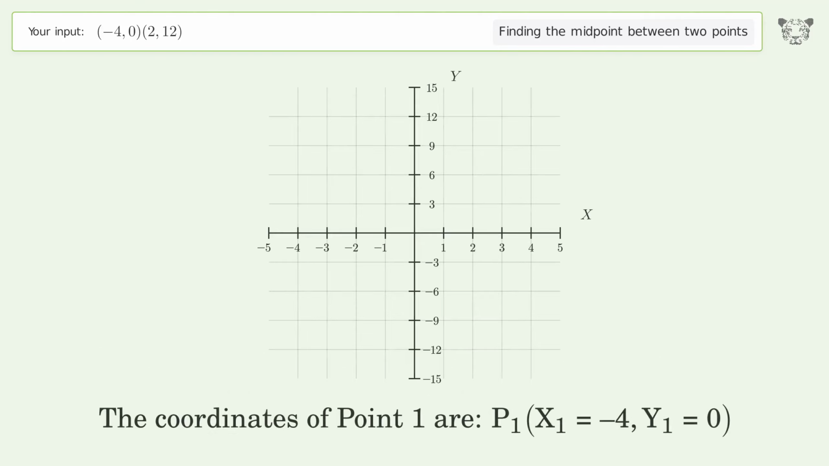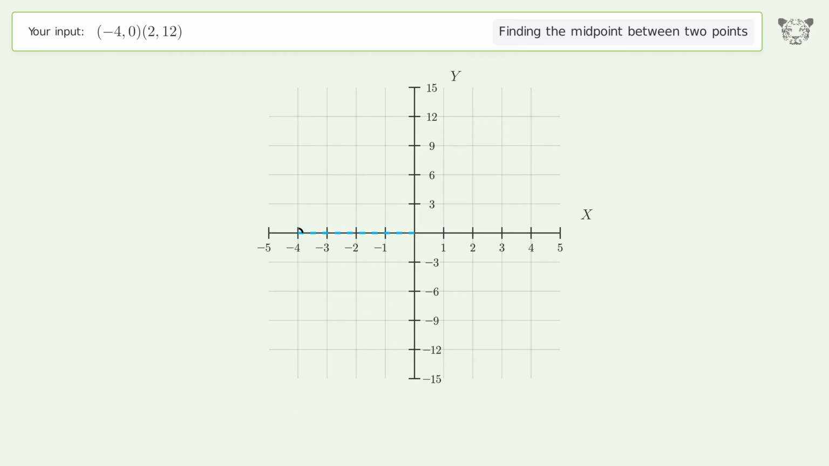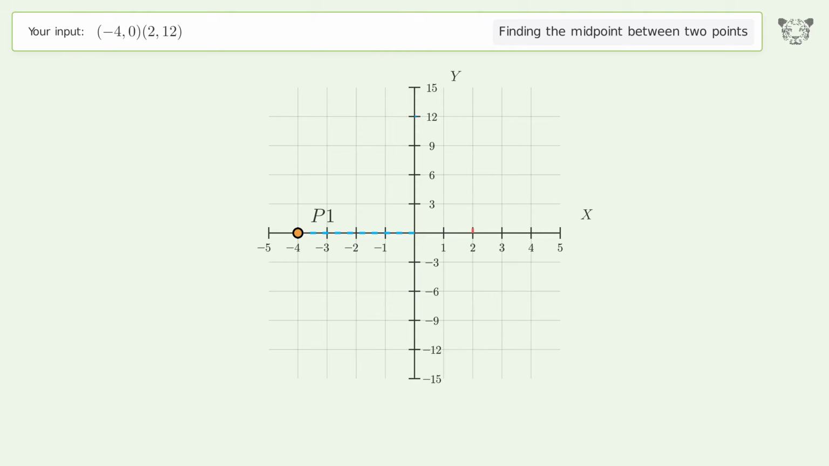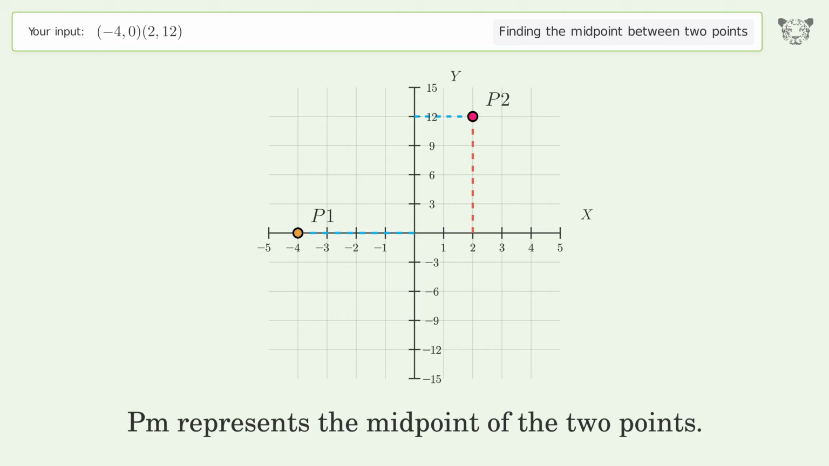The coordinates of point 1 are, x1 equals -4, y1 equals 0. The coordinates of point 2 are, x2 equals 2, y2 equals 12. PM represents the midpoint of the 2 points.